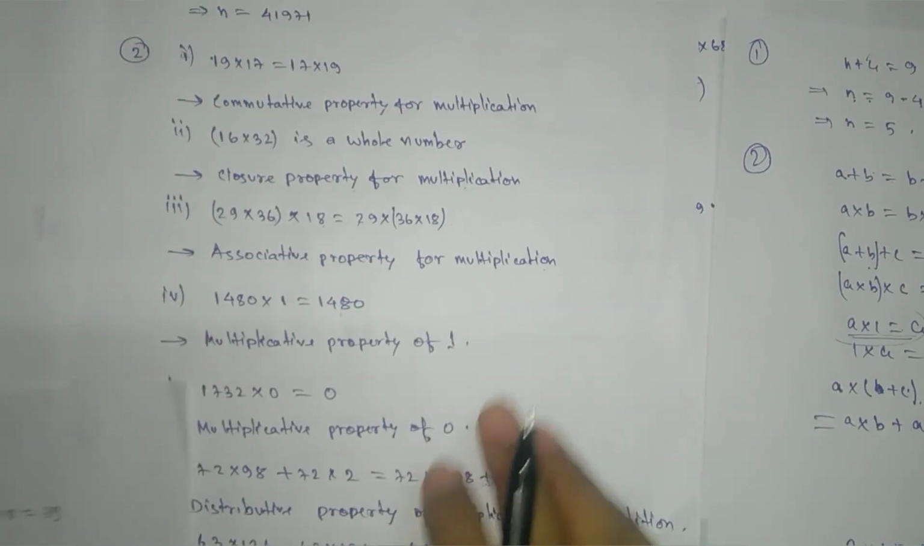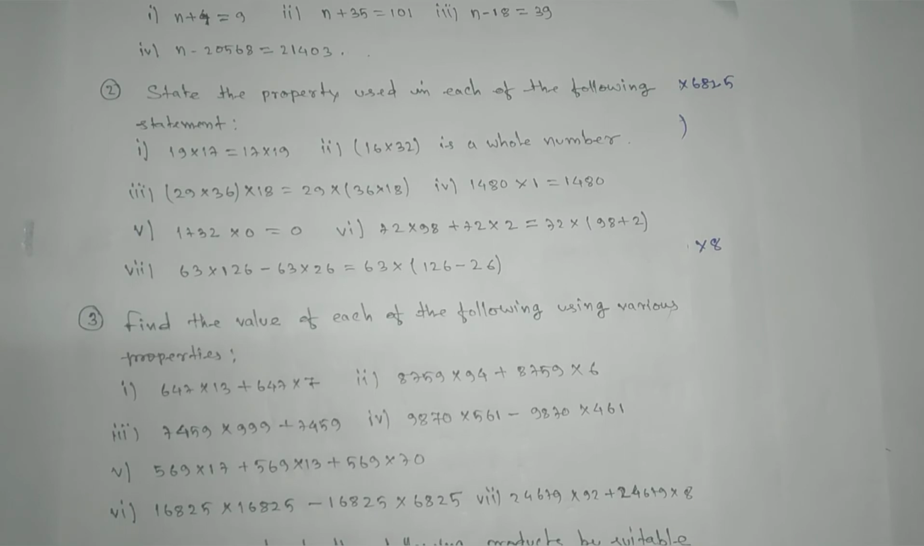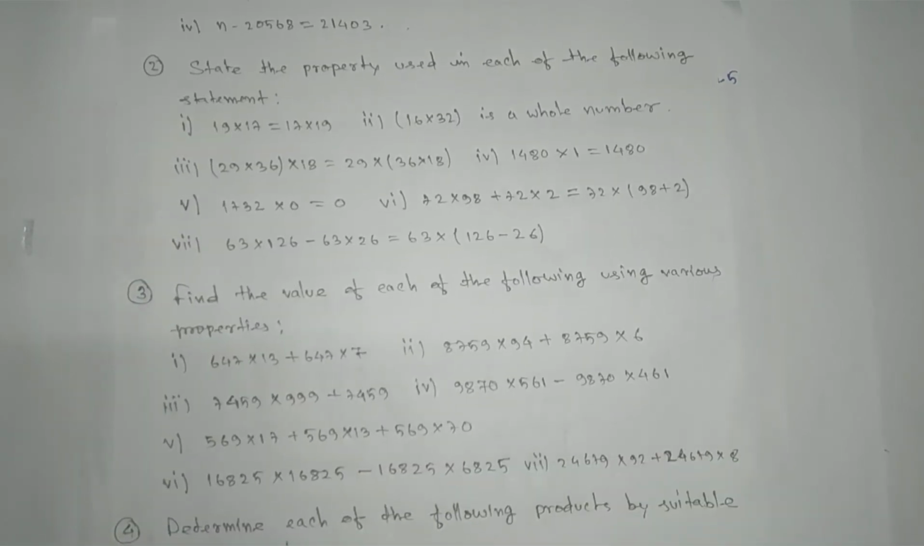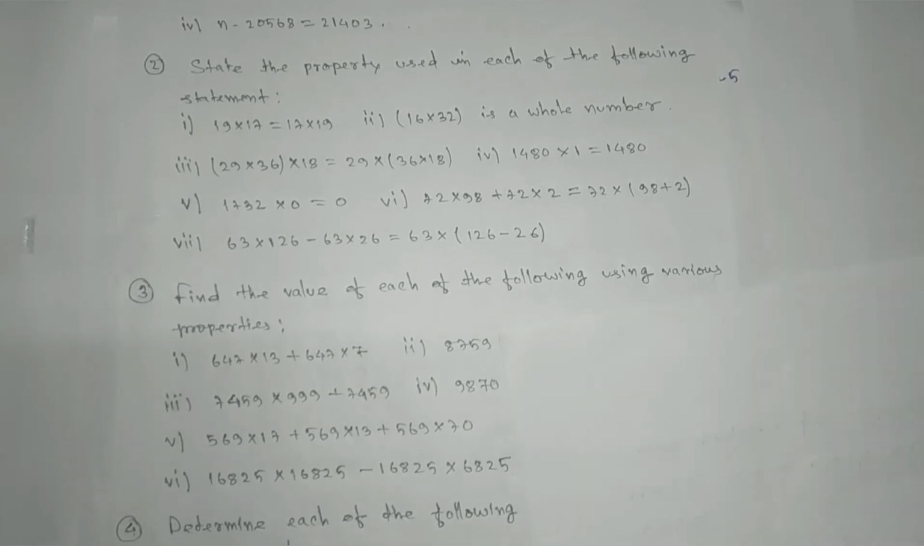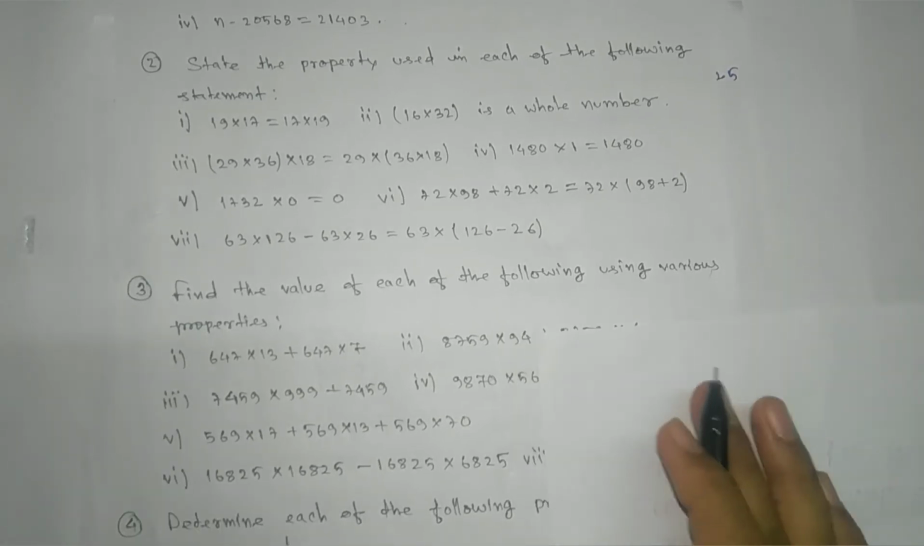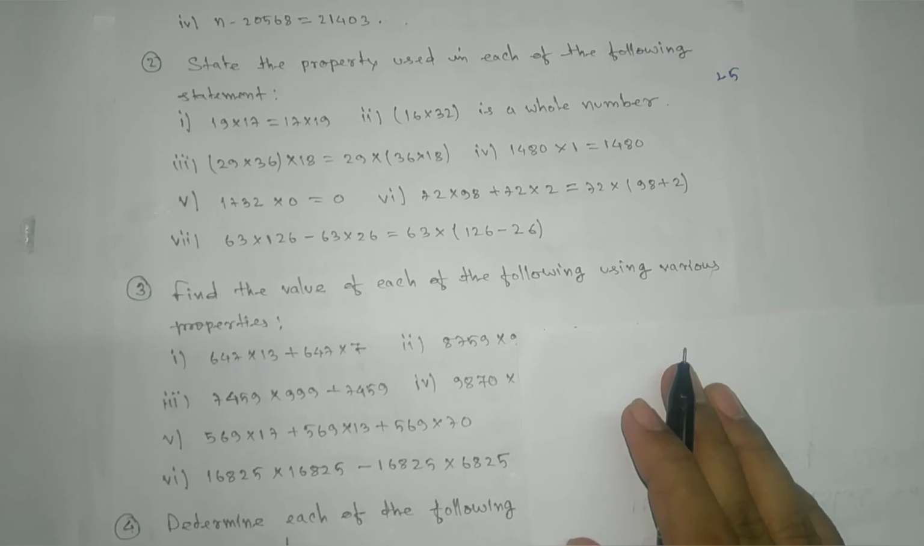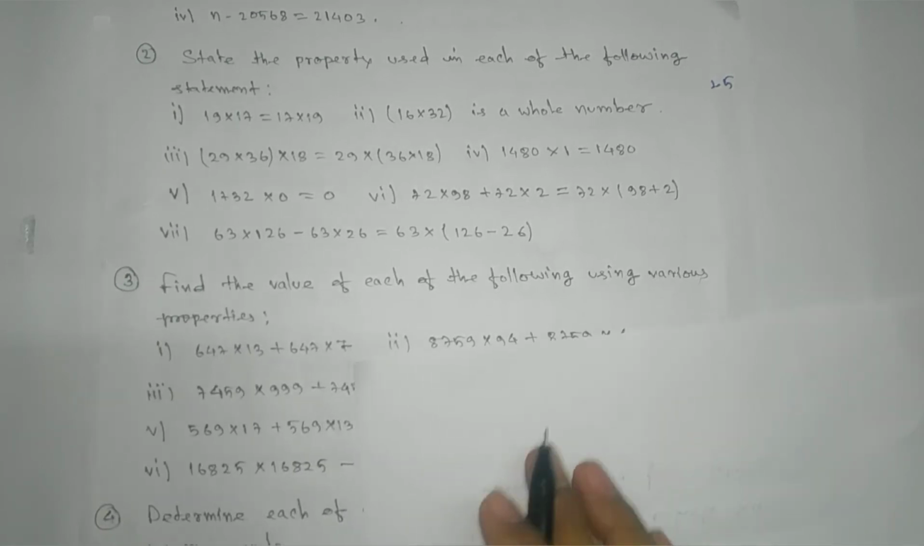Okay. Next, we'll enter the third number. So here we have the third number question. Find the value of each of the following using various properties. So there are the distributive property over addition and the distributive property over subtraction. We're going to apply this here. So how are we going to do it?